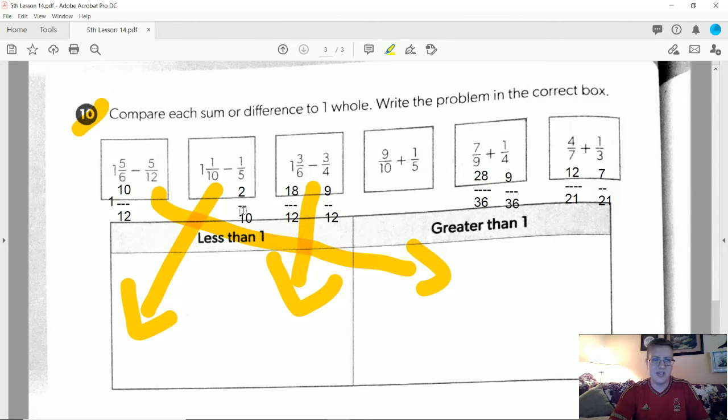This one I can use the same trick I used here. I didn't bother to write it in because even 9/10 plus 1/10 would give me exactly 1. This is going to be worth 2/10, so my answer would be greater than 1.